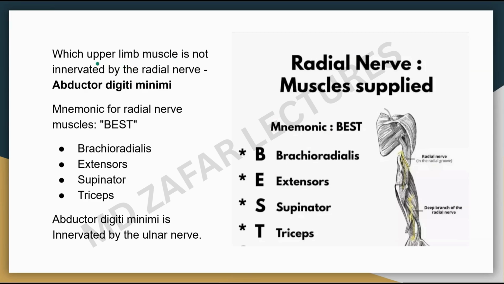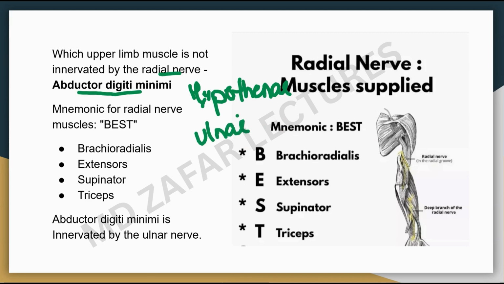So, next up we have which upper limb muscle is not innervated by the radial nerve. So, once you know which are supplied by the radial nerve, you can very easily select the answer which is not being supplied by the radial nerve. So, the answer would be the abductor digiti minimi. Now, abductor digiti minimi is one of the muscles of the hypothenar, and the hypothenar muscles are supplied by the ulnar nerve. So we have discussed this mnemonic. So try to add more knowledge if you want.